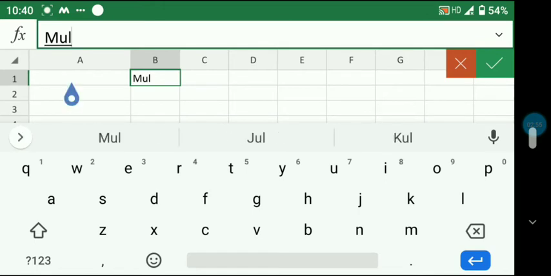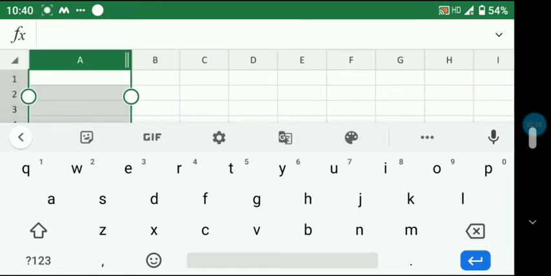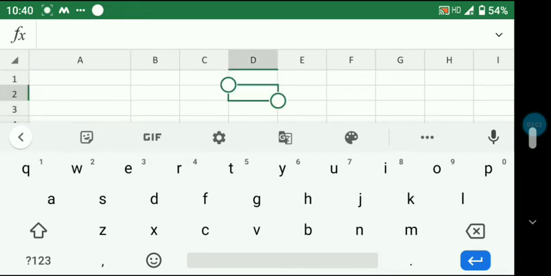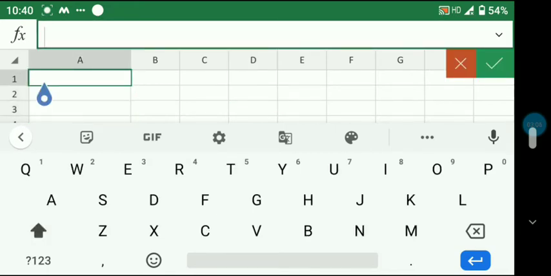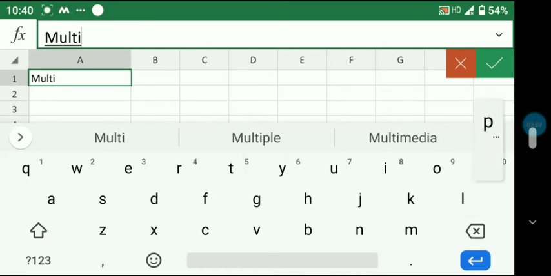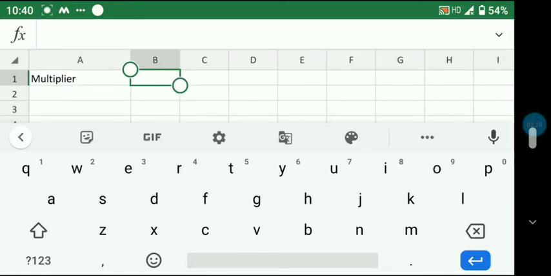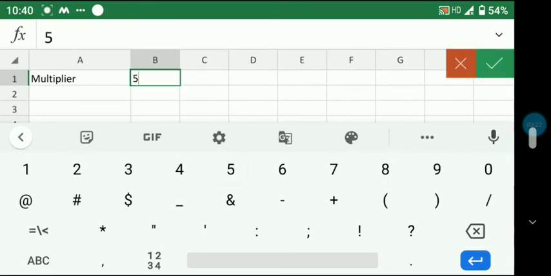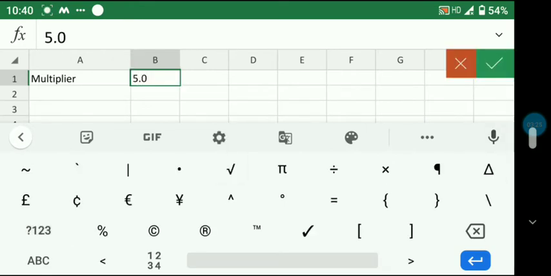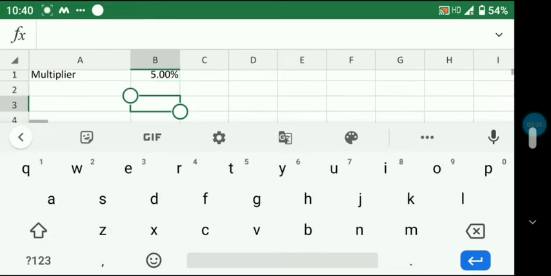Oh sorry, not in this part, I need to use cell A1. Multiplier, the value is 5.0, with the percentage symbol, as the percentage is given. And then we have to make a table. It is a table for the Beta industry. So let's start from here.